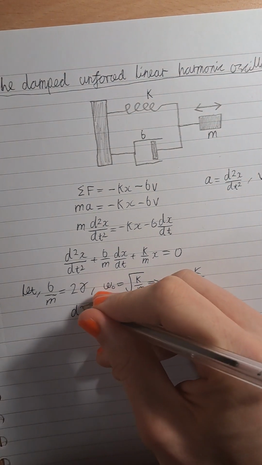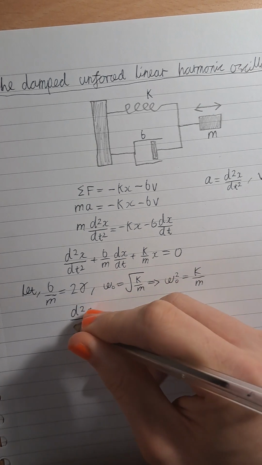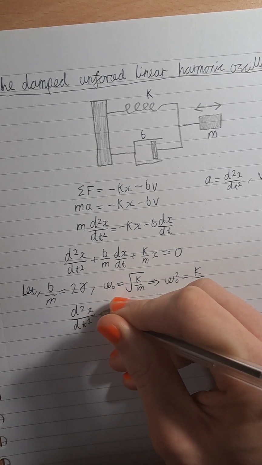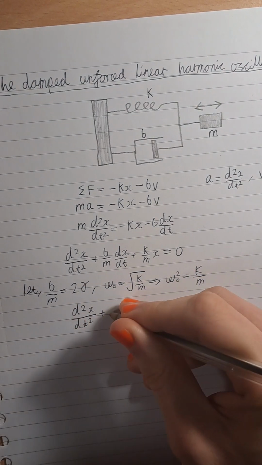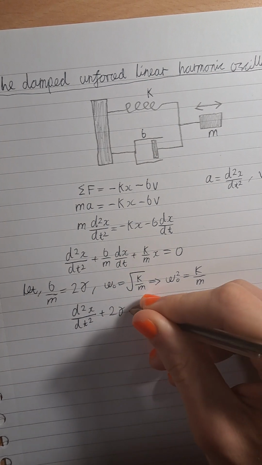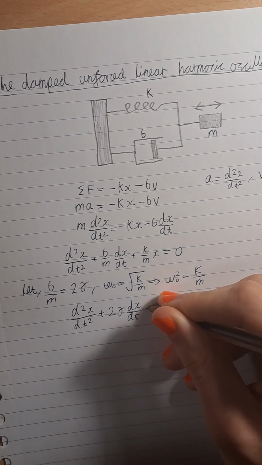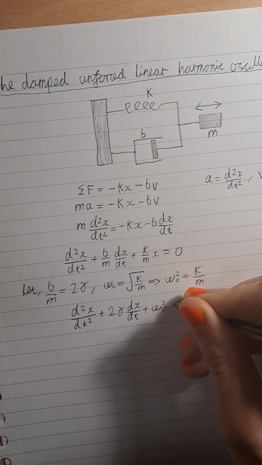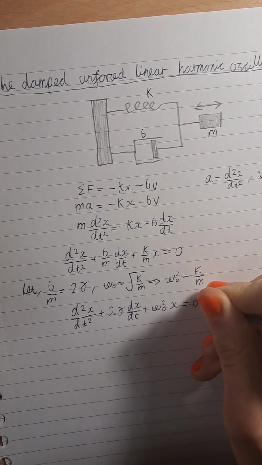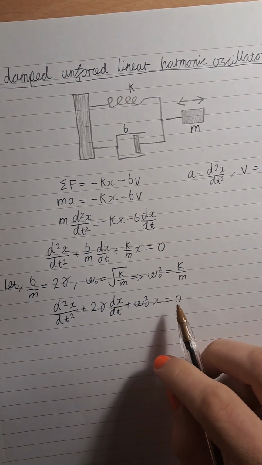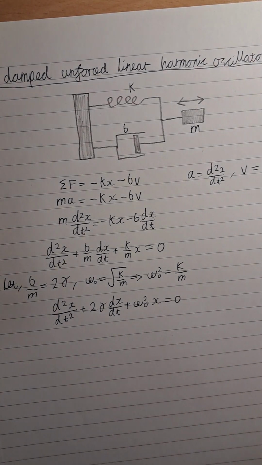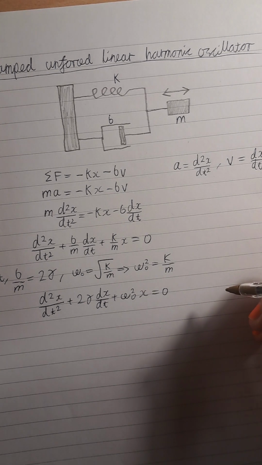So we can have d2x over dt squared, add 2 gamma dx over dt, then add omega squared x, and that's all going to be equal to 0. So now we've tidied it up a little bit, we can solve this equation.